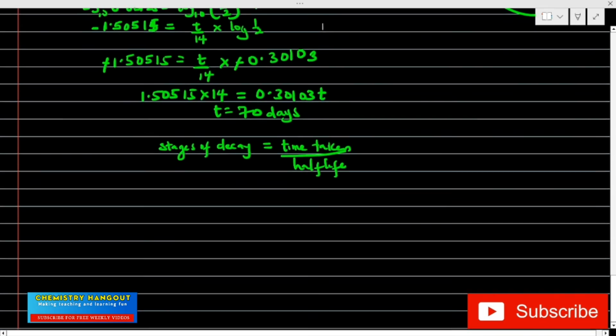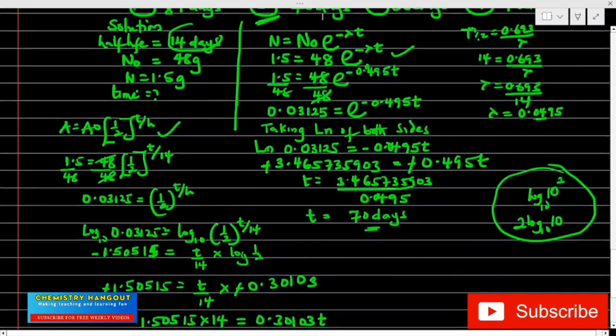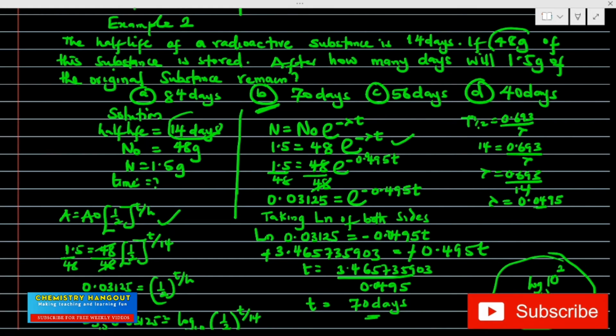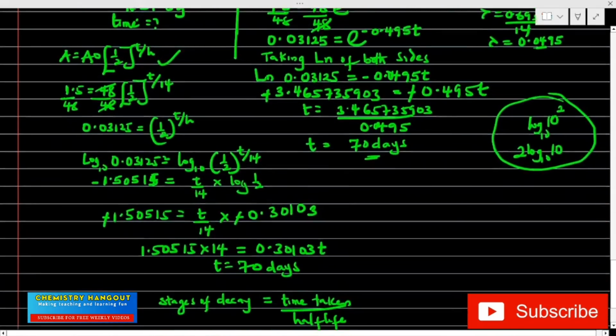So stages of decay. Now let's go back to the question. What do I mean by stages of decay? Now look at it. The element started from 48 gram, right? And stopped at 1.5 gram. So the element decayed from 48 gram to what? 1.5 gram. So let's get our stages of decay now.